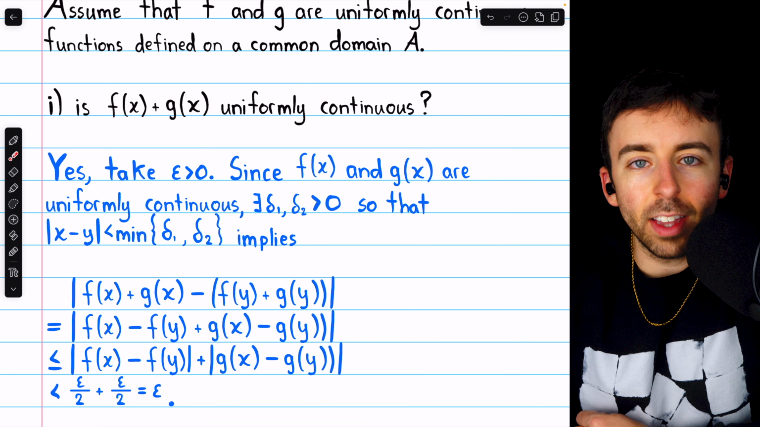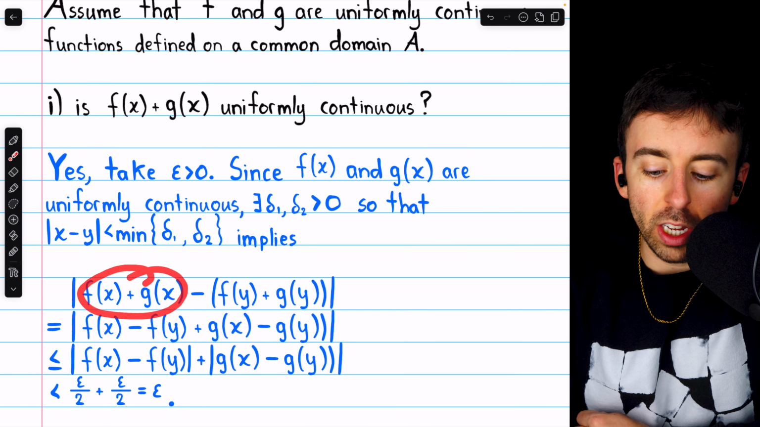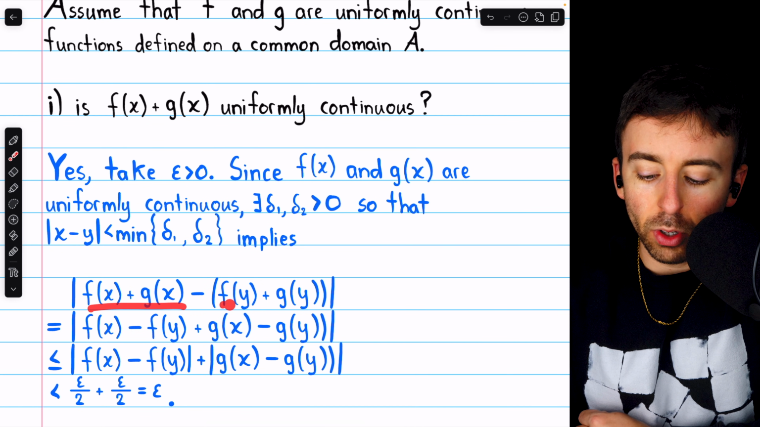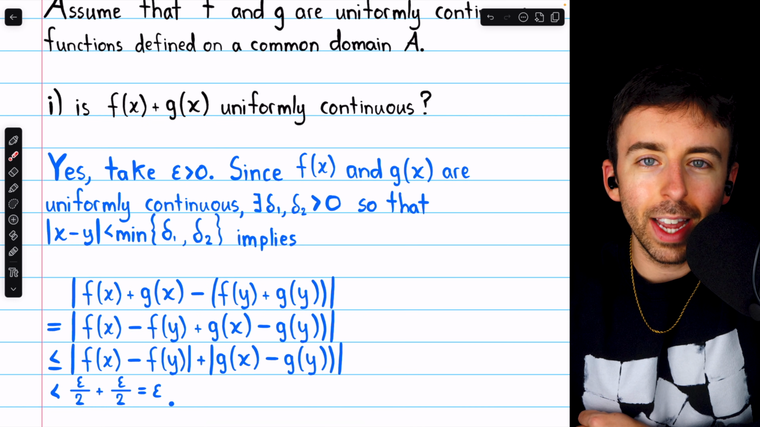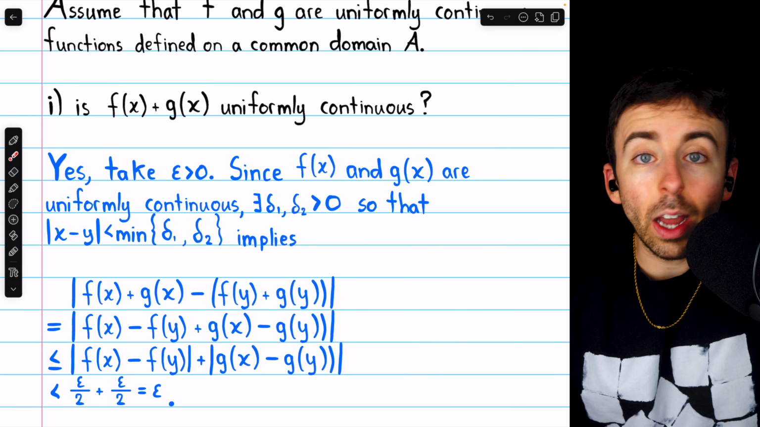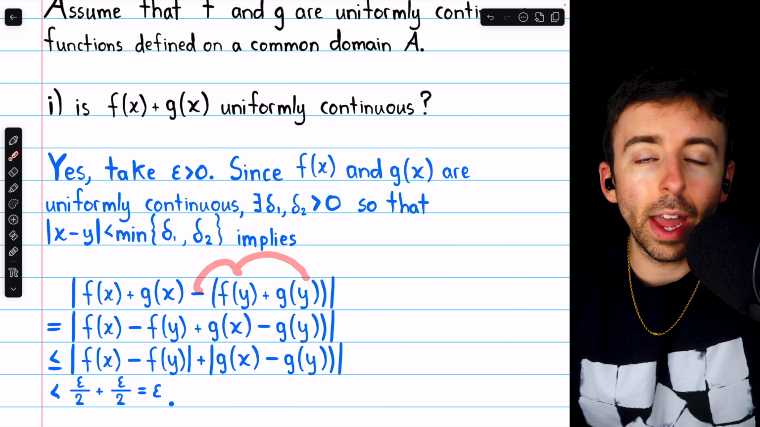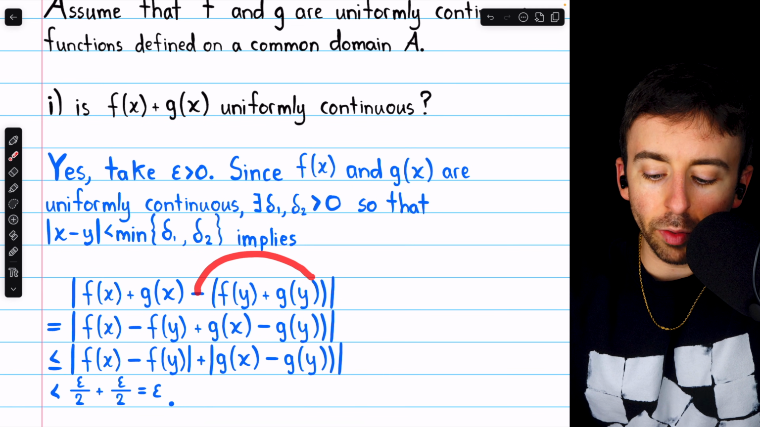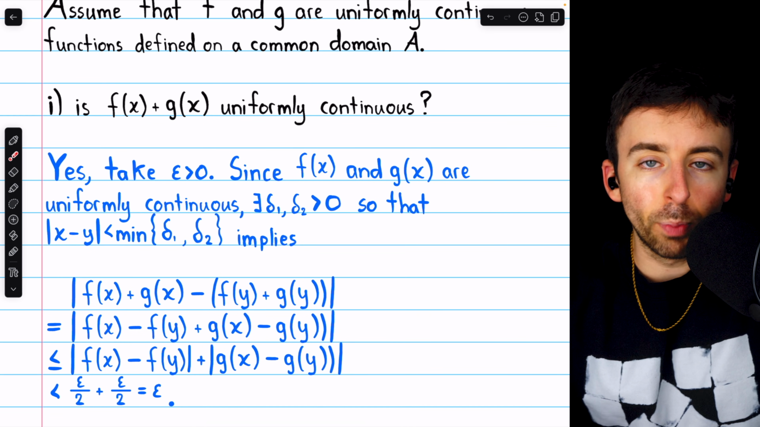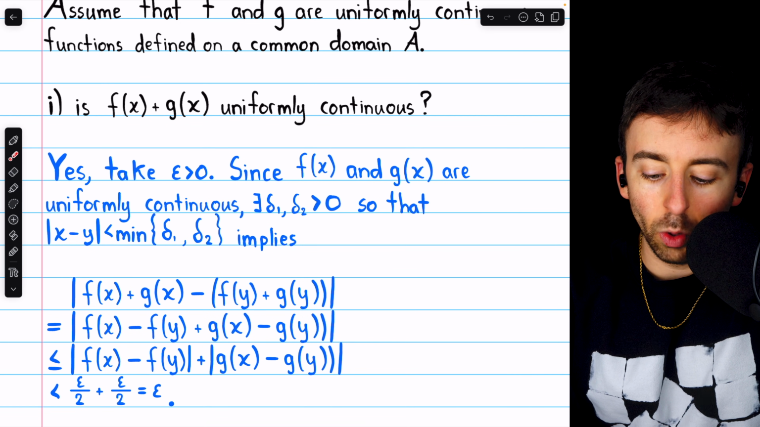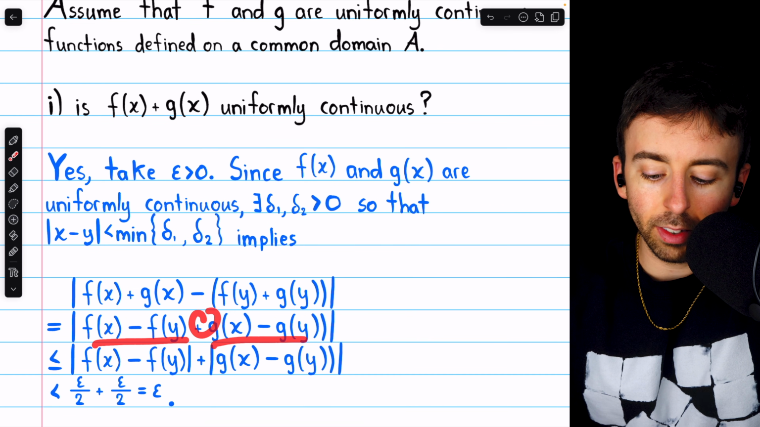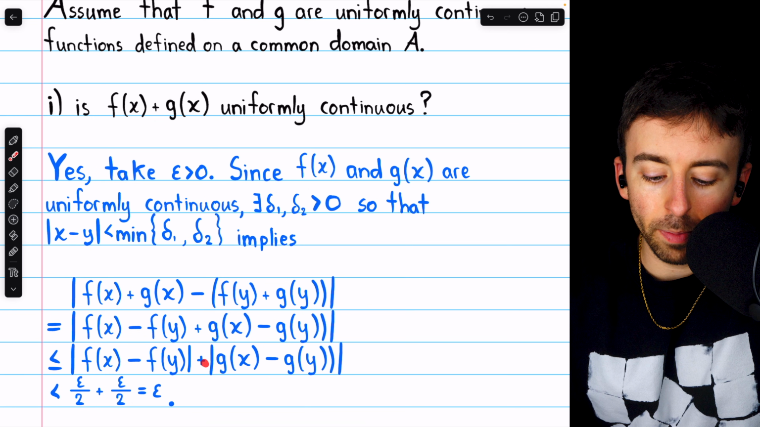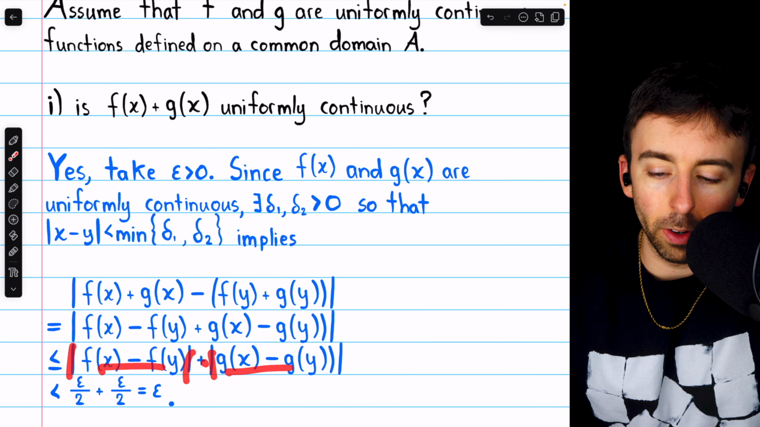Of course, we have to consider the difference between f plus g of x and f plus g of y, and we need to show that the distance between f plus g of x and f plus g of y can be made arbitrarily small. Now, the steps we take here are distributing the negative and rearranging, so that minus f of y is placed with f of x, and minus g of y is placed with g of x. At this point, of course, we can apply the triangle inequality. We know that the sum of these two things, in absolute value bars, must be less than or equal to the sum of those two things in absolute value bars individually.